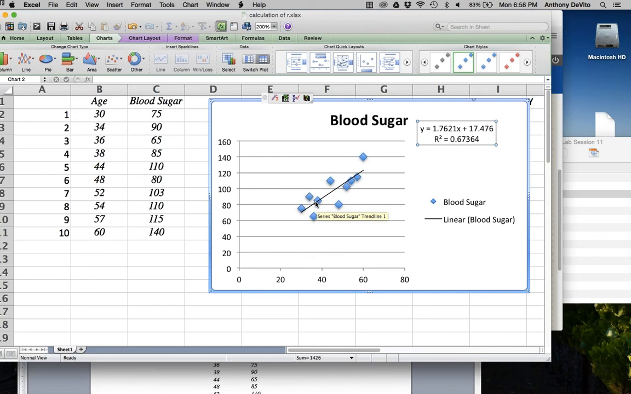That's just where it happens to cross the y-axis. The real area you're working in is in real ages up here. So don't always expect that y-axis to have real meaning. Now the really interesting thing for us is not so much where it crosses the y-axis, but the slope. What does that slope tell you? That slope tells you for every year a person ages, that's how much his blood sugar goes up.